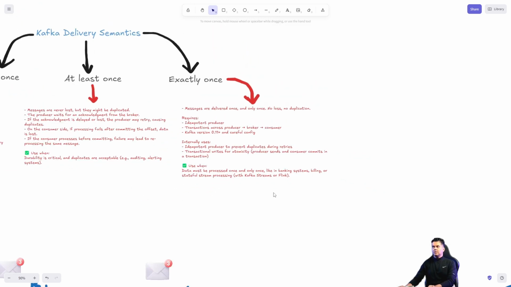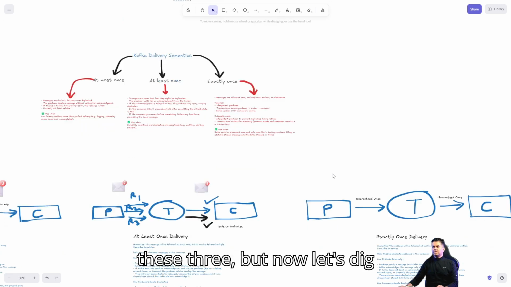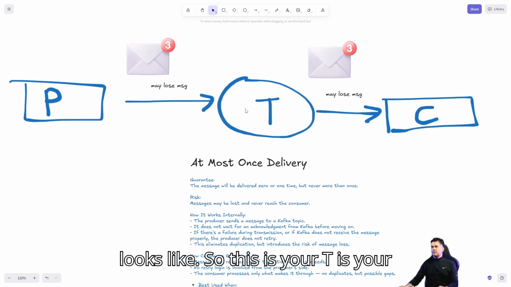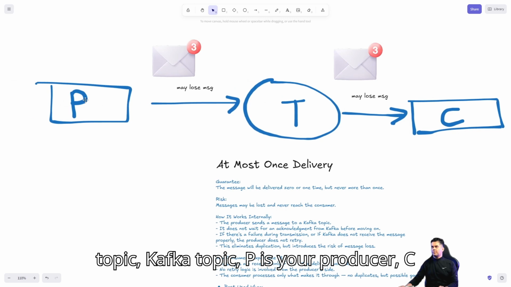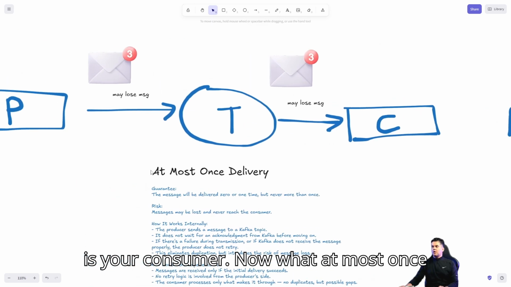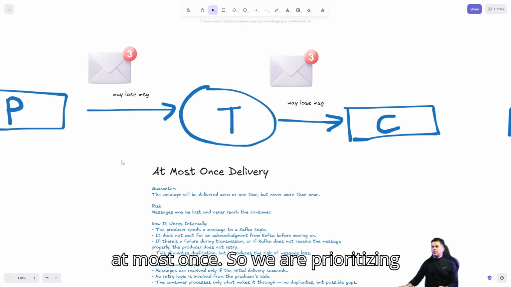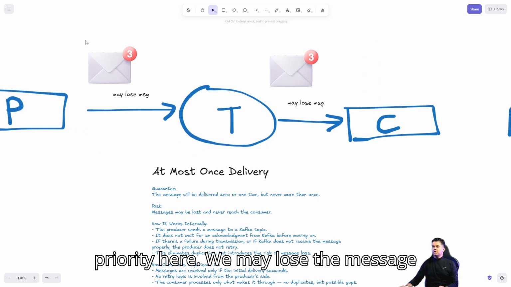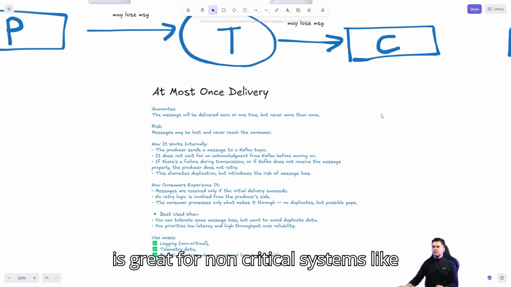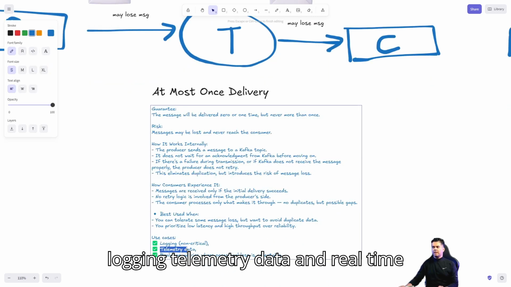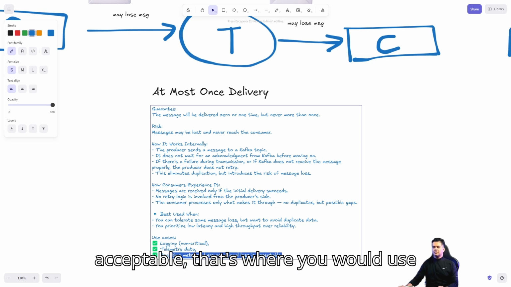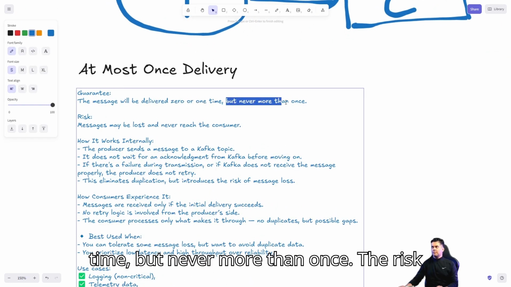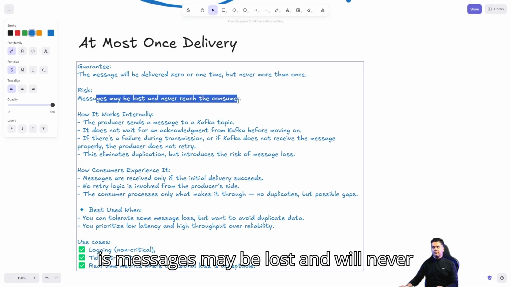Okay. Now, we have a quick background about all these three, but now let's dig down deeper into all three one by one. So this is what at most once delivery looks like. So T is your topic, Kafka topic. P is your producer. C is your consumer. Now, what at most once says is that the message will be delivered at most once. So we are prioritizing speed and reducing latency. That's the priority here. We may lose the message, and that's completely all right. And this is great for non-critical systems like logging, telemetry data, and real-time metrics, where occasional loss is acceptable. That's where you would use it. So the guarantee is that the message will be delivered zero or one time, but never more than once. The risk is messages may be lost and will never reach the consumer.